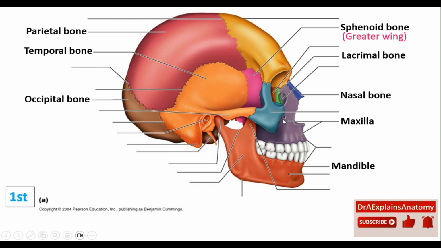Moving to the parts of the bones, first of all, we can see the greater wing of the sphenoid right here. That's a greater wing. This tiny depression right here, this is the lacrimal fossa. These are the alveolar processes right here on both the mandible and the maxilla.